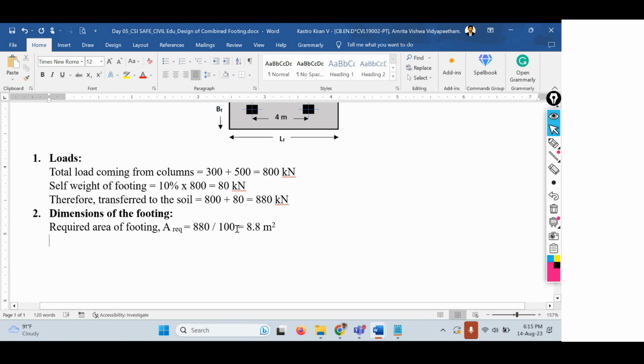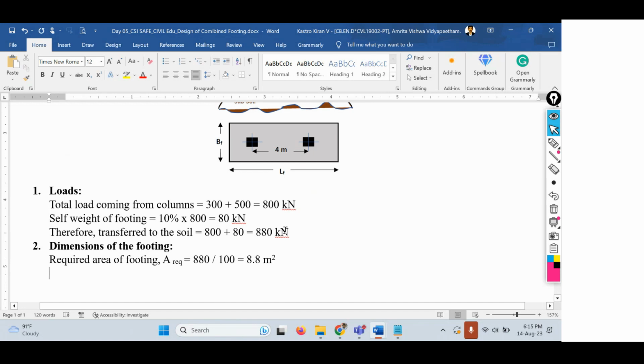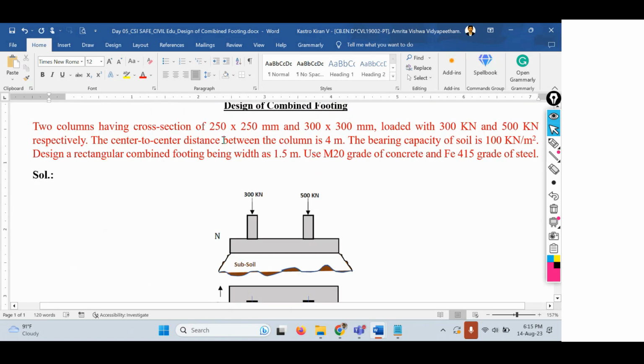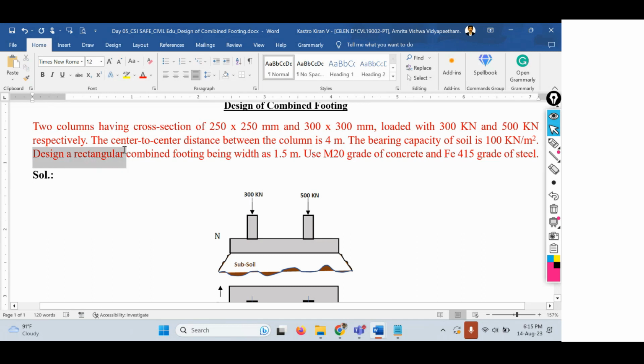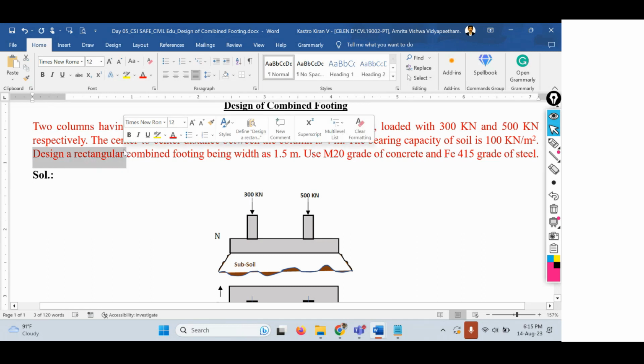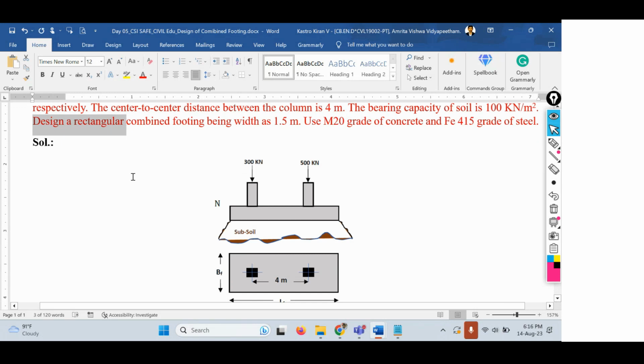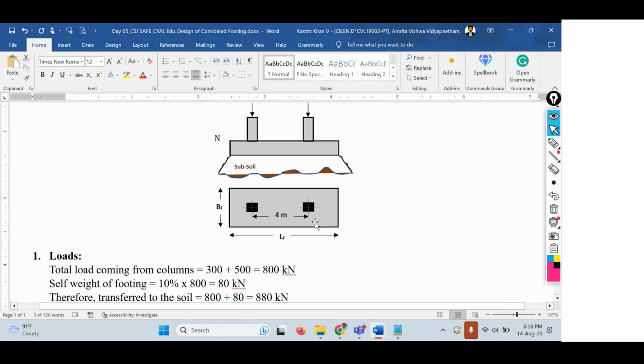Now, which type of footing we have to provide? Is it the rectangular footing or the circular or the square footing? It is given in the question that we design a rectangular combined footing. Now, here it is provided in the problem statement itself, but what if in real-time scenarios? In real-time scenarios, 99.9% of the times, whenever we design the combined footing, engineers will provide only the rectangular footing, not the square footing.